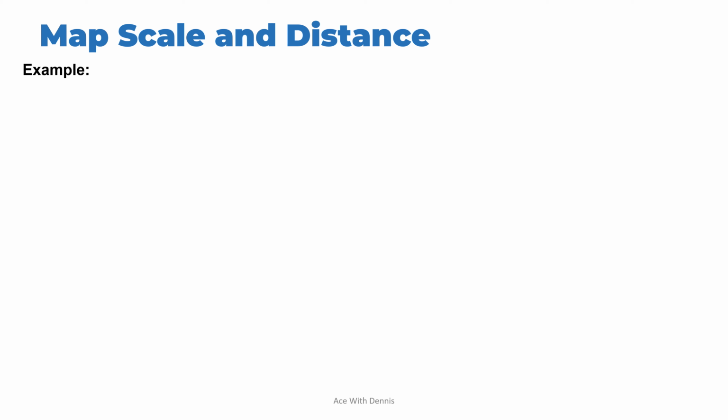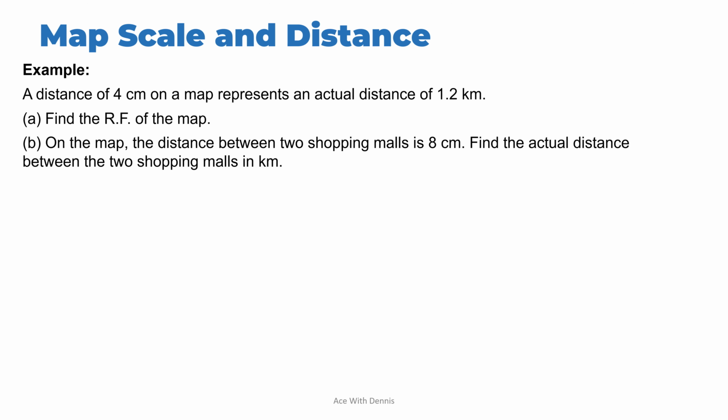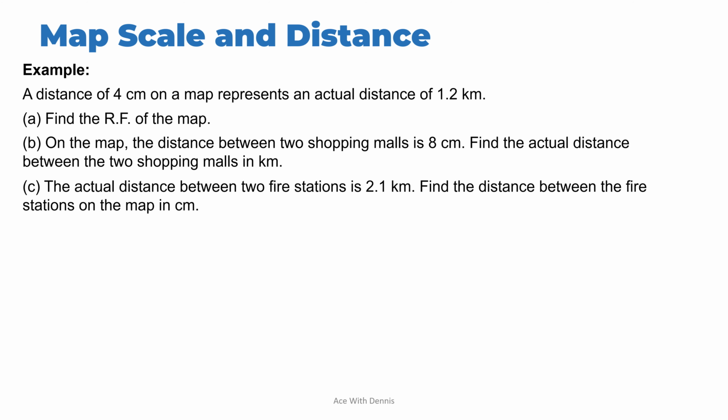Let's look at this example. A distance of 4 centimeters on the map represents an actual distance of 1.2 kilometers. A. Find the RF of the map. B. On the map, the distance between 2 shopping malls is 8 centimeters. Find the actual distance between the 2 shopping malls in kilometers. C. The actual distance between 2 fire stations is 2.1 kilometers. Find the distance between the fire stations on the map in centimeters.